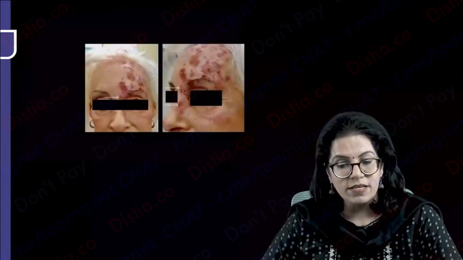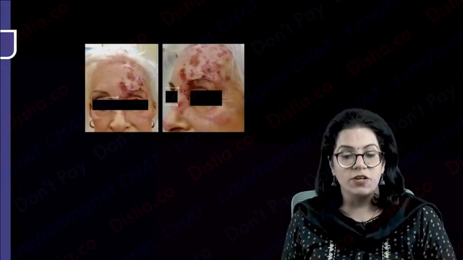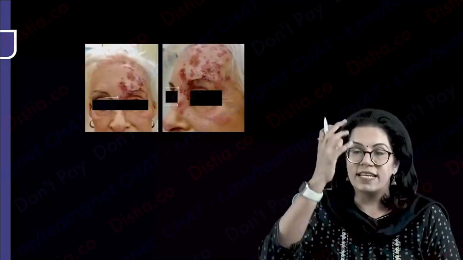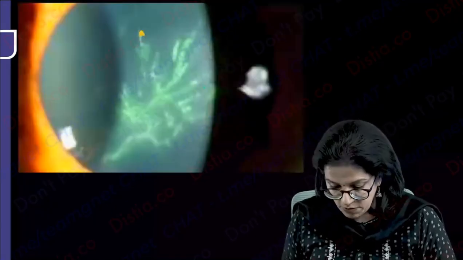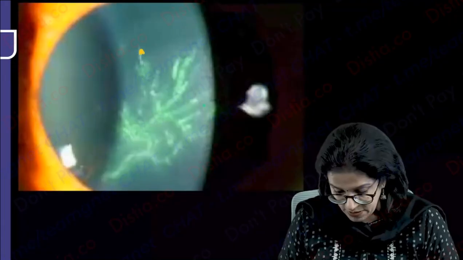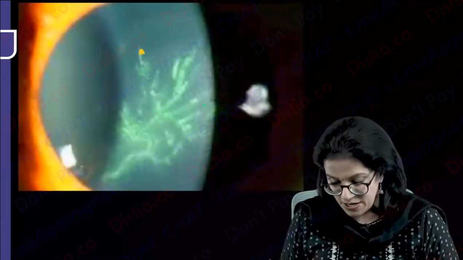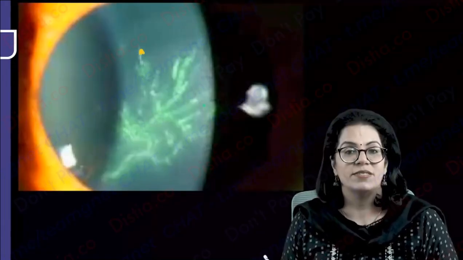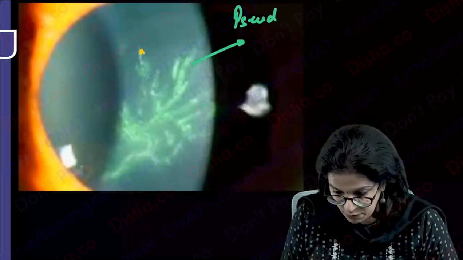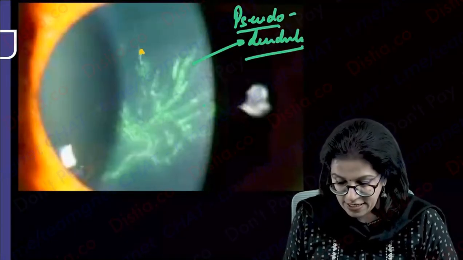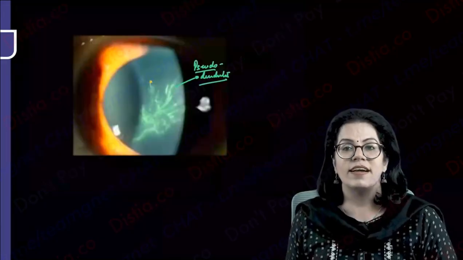And what are you looking at here? These are the skin lesions of zoster, which are not crossing the midline, and are in the distribution of the ophthalmic division of the trigeminal nerve. What about this one? Can you see this is also dendritic? Does it have knob ends? No. So it's a pseudodendrite. We have to be careful and look for knob ends in order to know whether it is a dendritic ulcer or not. So these are pseudodendrites.